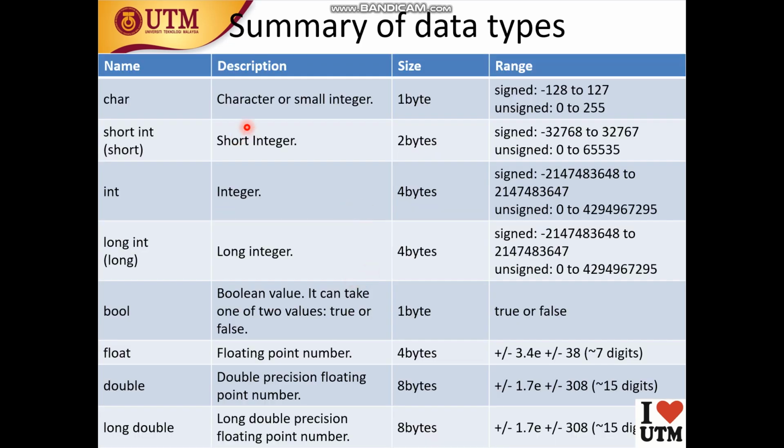And this is the summary of the data types: char, short integer, integer, long integer, boolean, float, double, long double, and these are the sizes of each of them. So what is the description or the size of each of them? We have said long integer is higher than integer, but they both occupy the same size inside the memory, which is 32 bits.